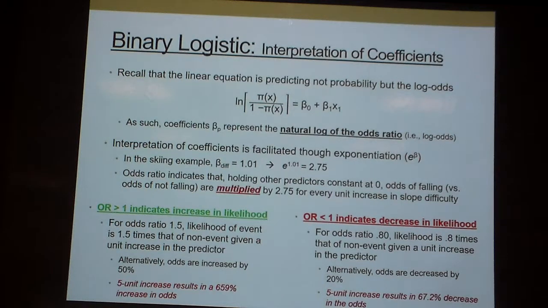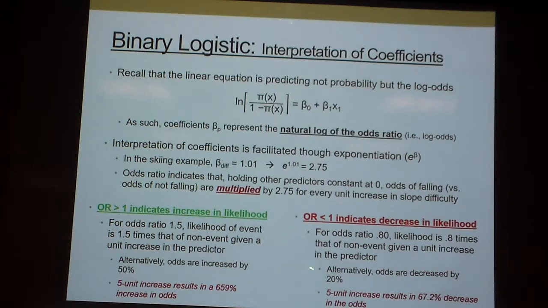If you're just talking about it, you're just saying the odds of falling versus not falling are 0.8 times, or the likelihood of falling is 0.8 times that of not falling, given a switch from autumn to spring. Right? You don't have to say a decrease because it's an odds ratio less than 1. It already says that. Now, if you want to talk about things in decreasing terms, what we can do is take 1 minus this 0.8, and we can say alternatively our odds of falling are decreased by 20% by skiing in the autumn versus the spring.